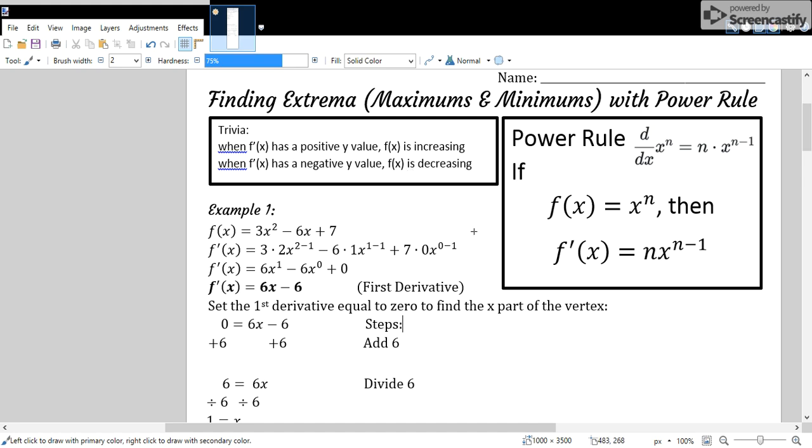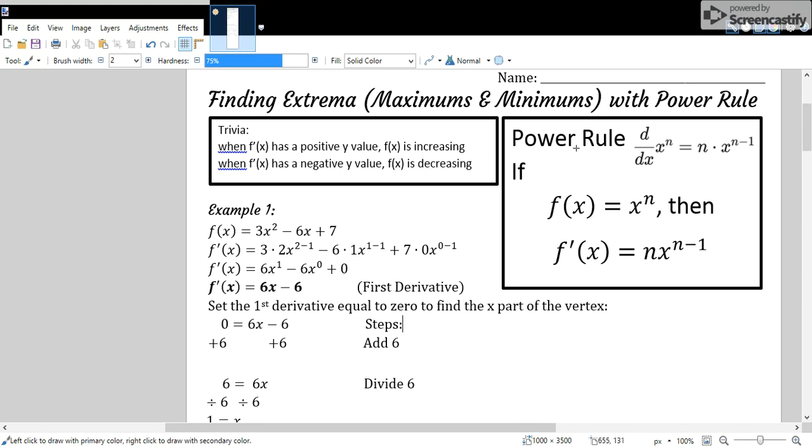You've chosen to do the additional topic, finding extrema, maximums and minimums with the power rule. This is a topic that will be more discussed in calculus. Here's some trivia for this. When f prime of x has a positive y value, f of x is increasing. When f prime of x has a negative y value, f of x is decreasing.